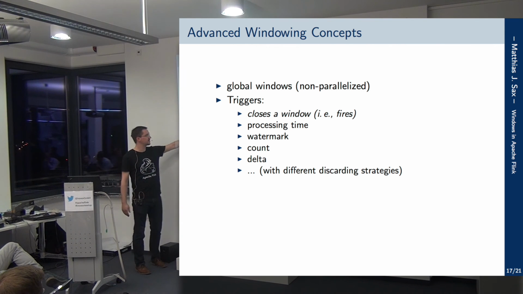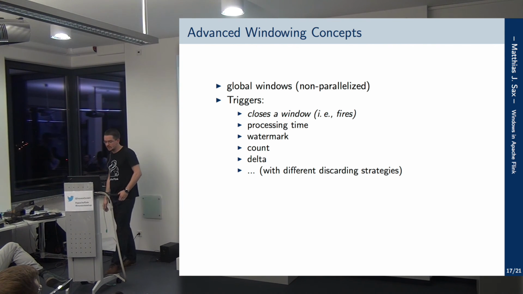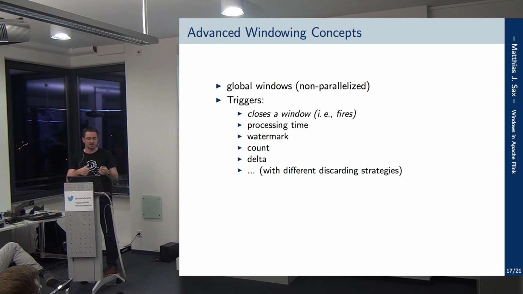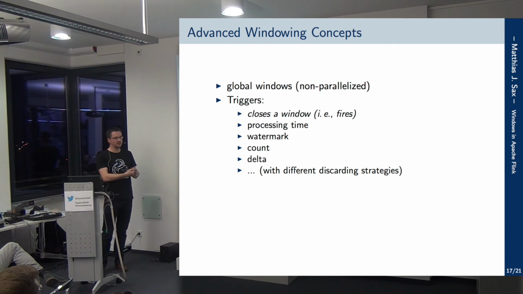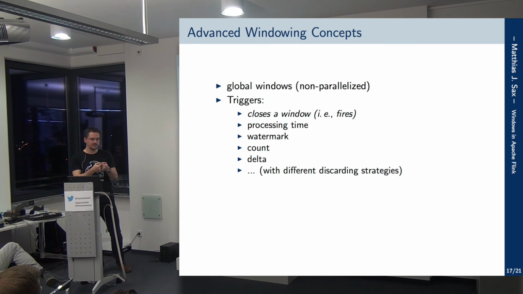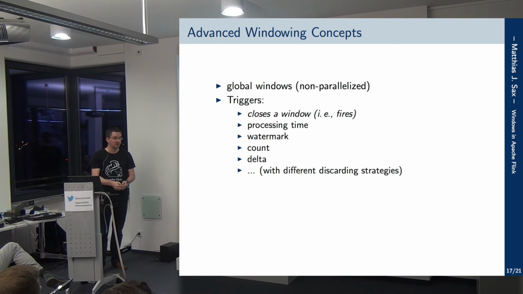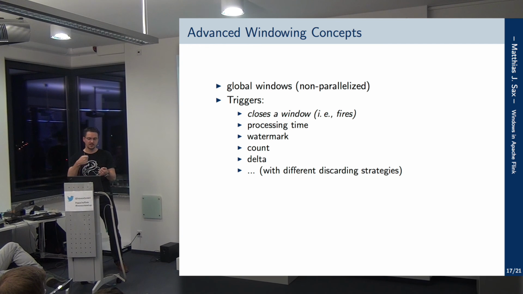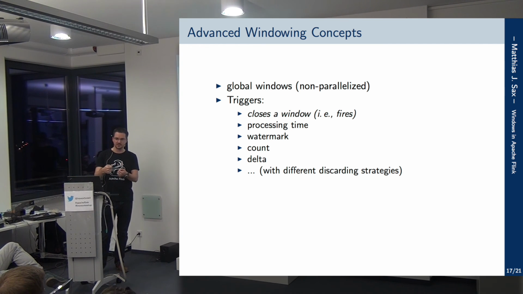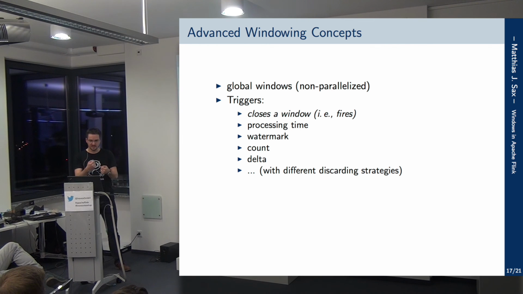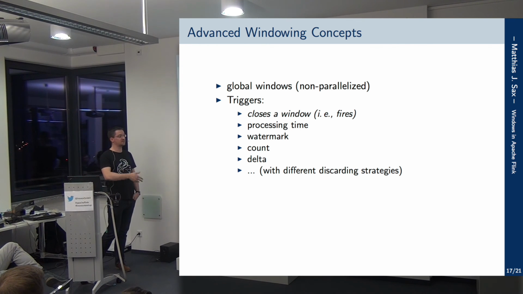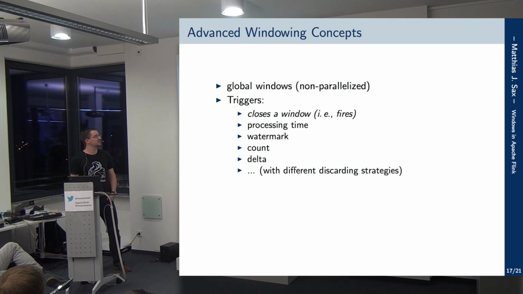And there is one more thing, that's a so-called delta trigger. That works as follows. If a new window is created, the value of the first tuple that enters the window on some attribute is recognized. And for every other tuple that comes into the same window, those attributes are compared. And if the delta between both attributes reaches a certain threshold, then you close the window. So with those mechanisms, you can build pretty complex windows with pretty rich semantics.